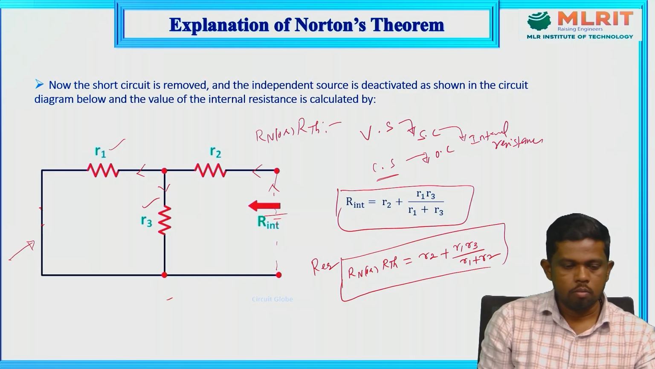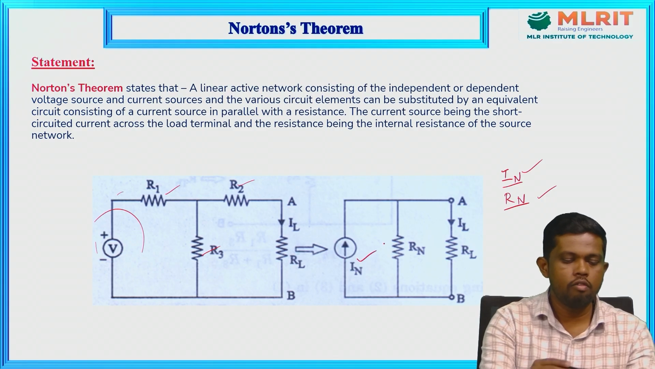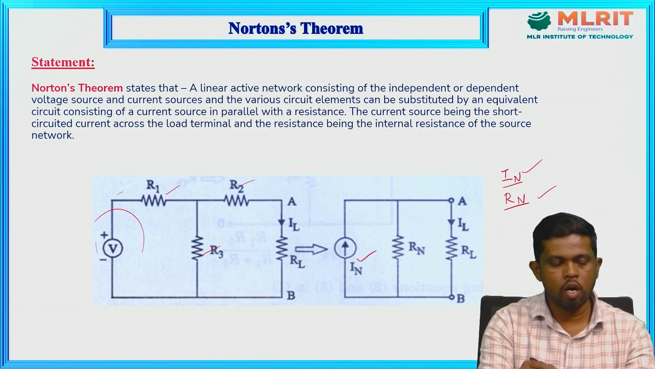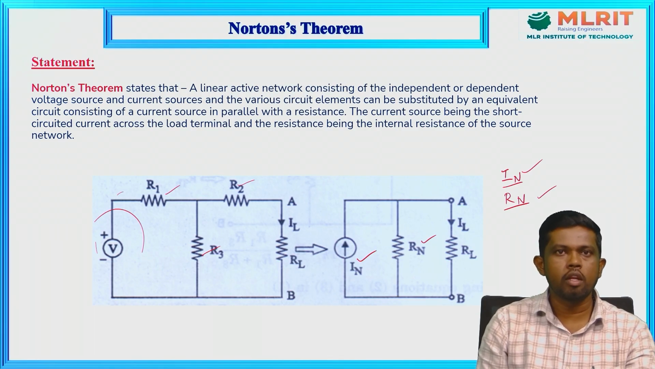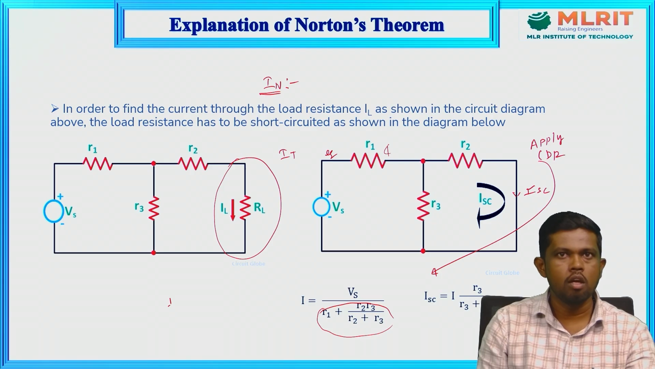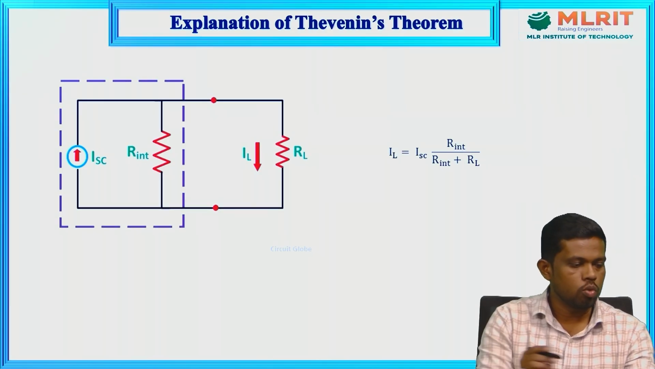From the equivalent circuit, IN we have already calculated for any network, I mean the procedure to get the IN value. We have already finished it, and we have also determined the RN, which has a separate procedure. So based on these parameters, we need to draw the equivalent circuit for the complex network. This is the network we have taken. Based on Norton's theorem procedure, we can simply replace the whole network by the Norton's equivalent circuit, which is this one.